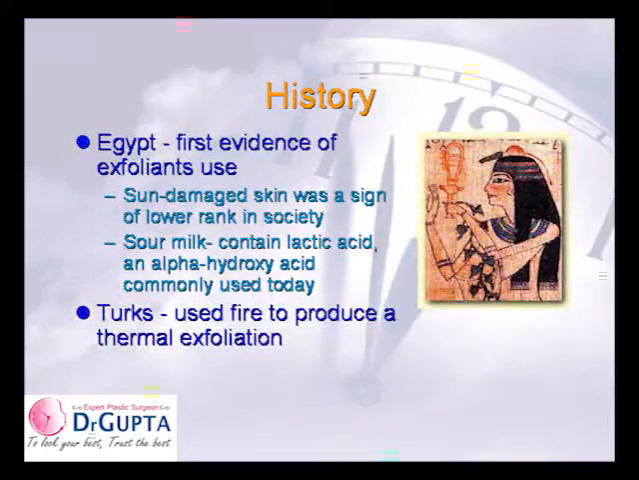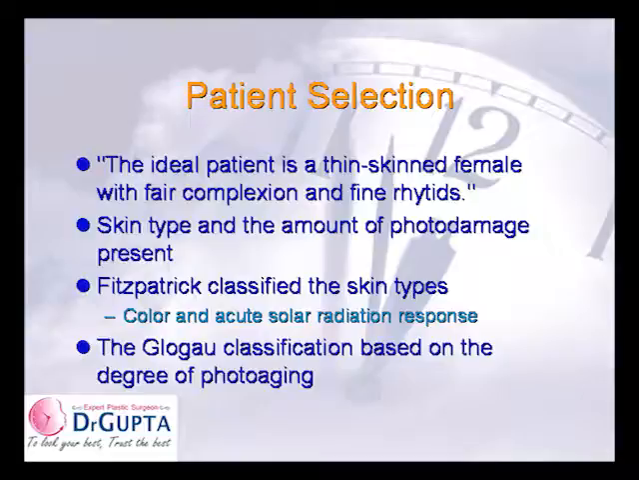Peels have been around for an awful long time. Over 2,000 years ago, sour milk, which really in today's talk would be a lactic acid peel, was used very commonly. The Turks used a very controlled exposure to fire over 1,800 years ago to execute what we might consider today to be an intense pulse light rejuvenation of the skin. And that flaking and peeling that occurs after a sunburn is what was the goal of these old style thermal peels.